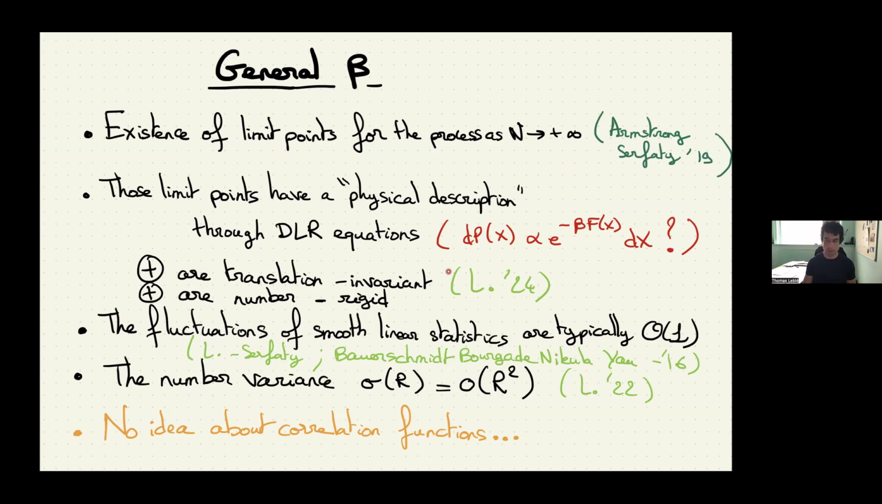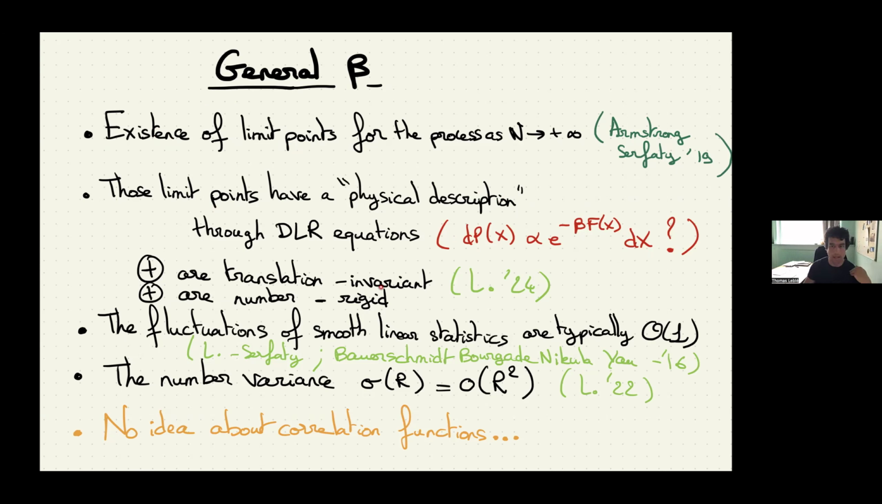And last year, I published a paper that shows that these limit points, so this is an abstract existence result, it's just compactness in some good space, okay? But they don't describe the limits. And I show that they have a physical description through DLR equations. So I answer the question I mentioned at the beginning, which is the limit P, can it be written like this? So it's not exactly like this, but in a DLR sense, which I will say a word about in a minute if I have time.